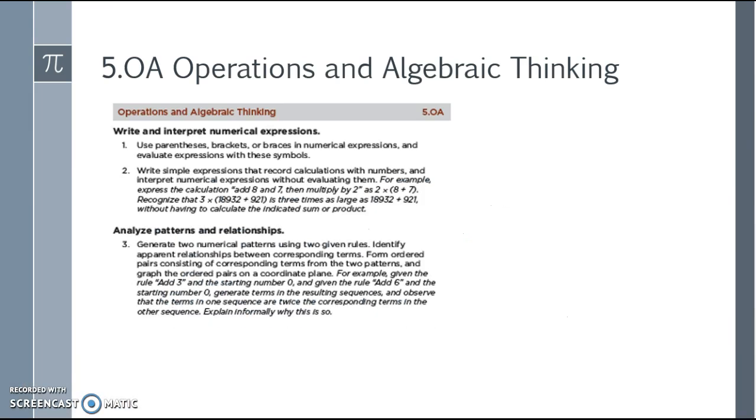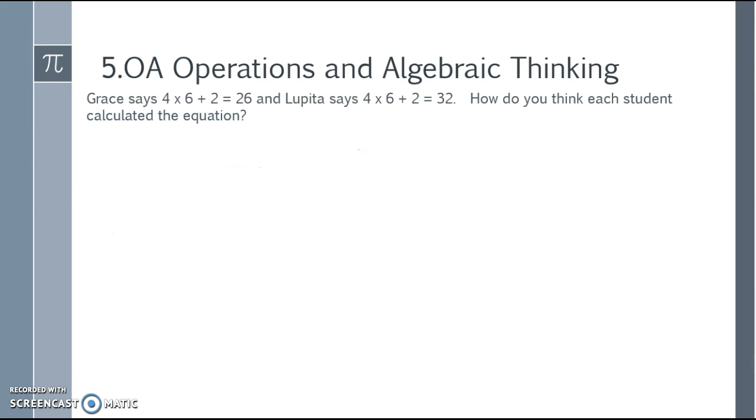So here we have a few operations and algebraic thinking. We're going to actually start doing quote-unquote algebra, even though you've probably picked up that we've been doing it all along, we just haven't called it that. Grace says that 4 times 6 plus 2 is 26, but Lupita says that 4 times 6 plus 2 is 32. How do you think each student calculated the equation?